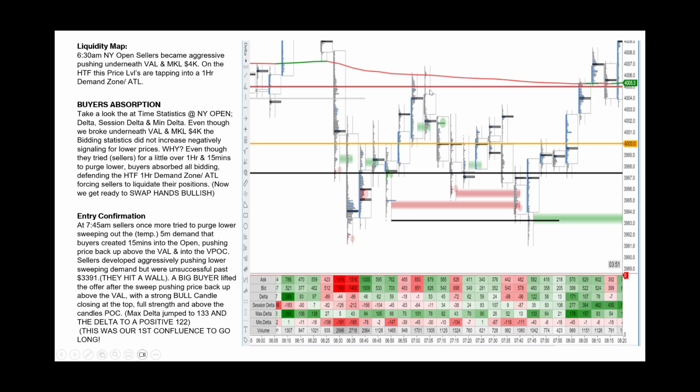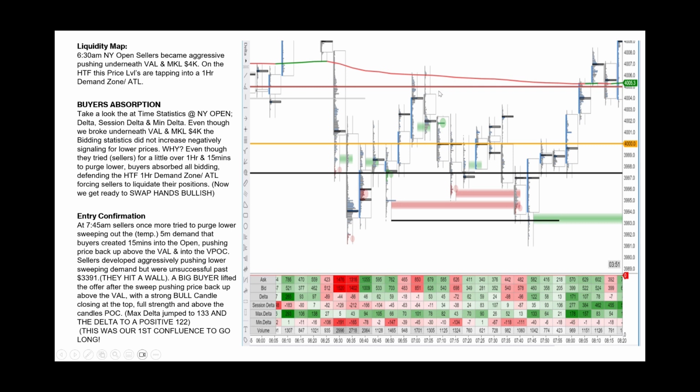Sellers got aggressive and pushed lower. So you can see the session delta: negative 212, -166, -104. All right, when the session delta number increases negatively, that means the selling pressure is increasing. However, look at the delta: -86, 46, 60, +40, -86. Then it went to +46, +62, +59. Okay, why? Because buyers are buying underneath major key level, all right, and pushing price back up. We're trying to lift this market.